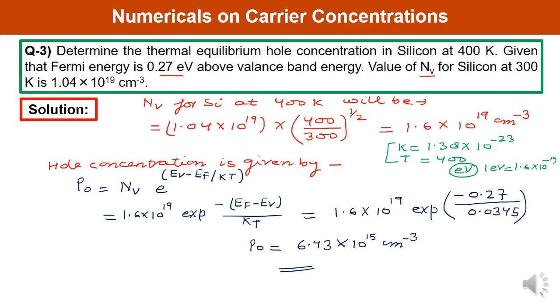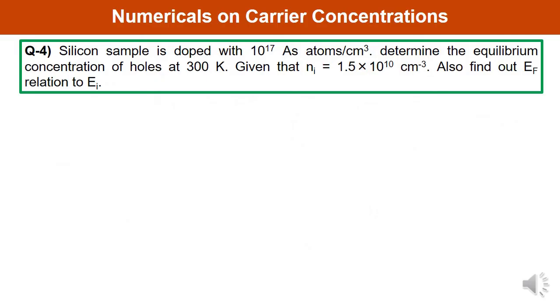Moving ahead, question number 4 is, here a silicon sample is doped with 10 raised to the power 17 As atoms, arsenic atoms. Determine the equilibrium concentration of holes at 300 Kelvin. Ni is given, and here you have to also find out the relationship of EF with EI. How to solve this particular question?